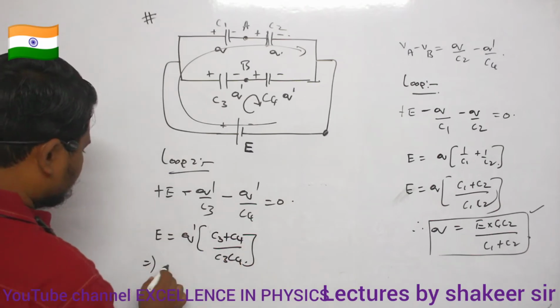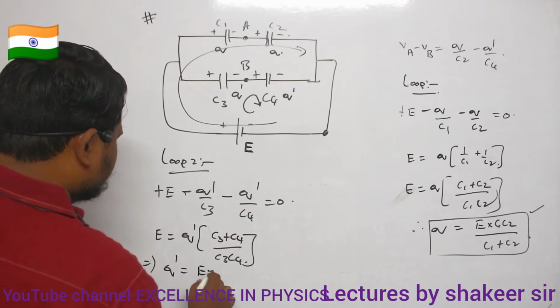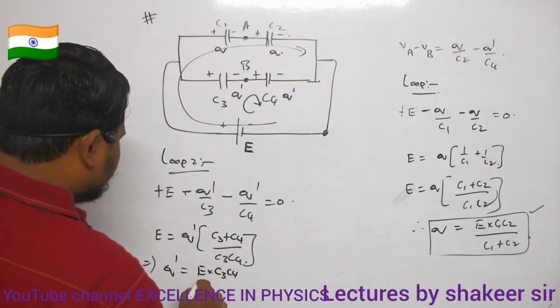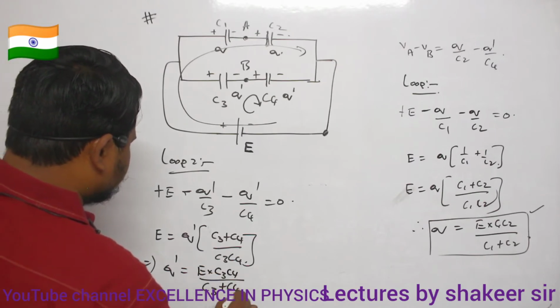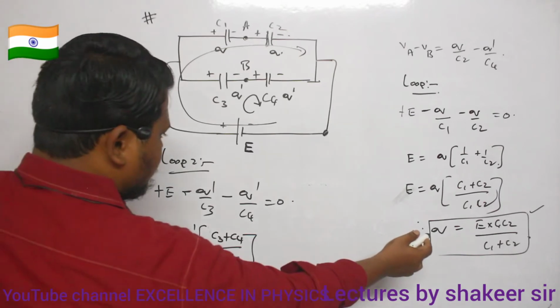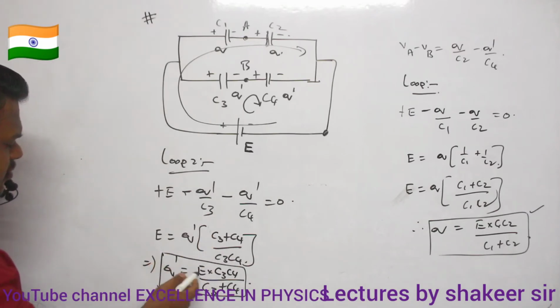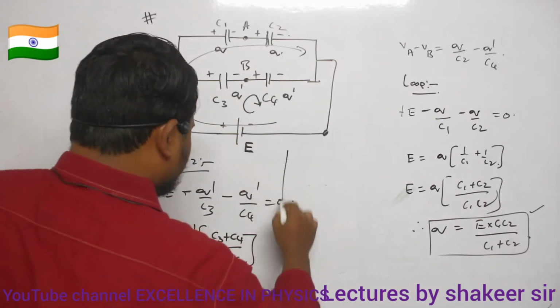Clear? So therefore what is the q dash value I got? Q dash value is equal to E into C3 C4 divided by C3 plus C4. This is my q dash value which I have calculated. So q value I got E into C1 C2 divided by C1 plus C2. Similarly I have calculated q dash value E into C3 C4 divided by C3 plus C4. Now just substitute in that relation.